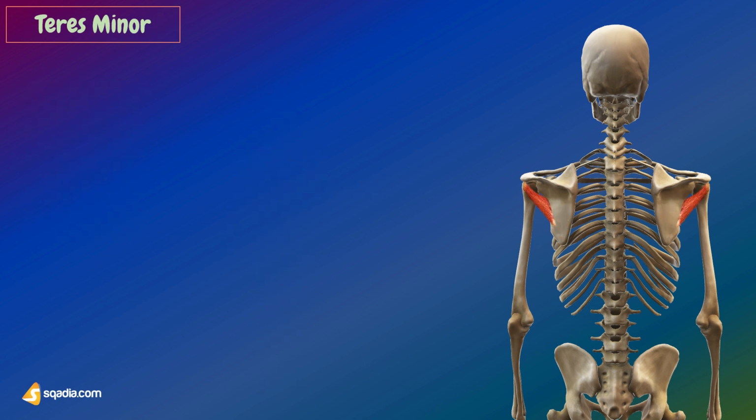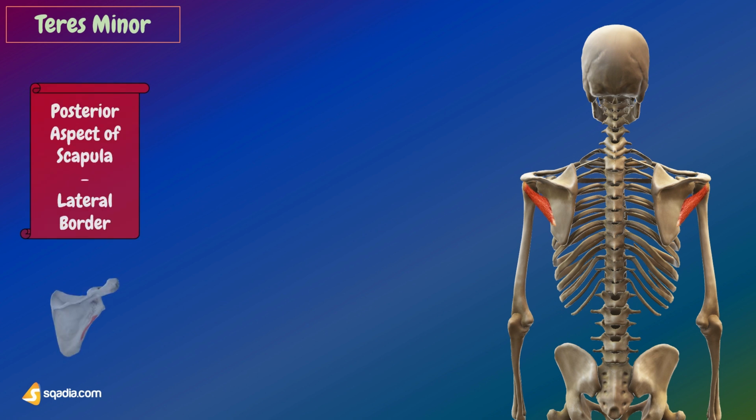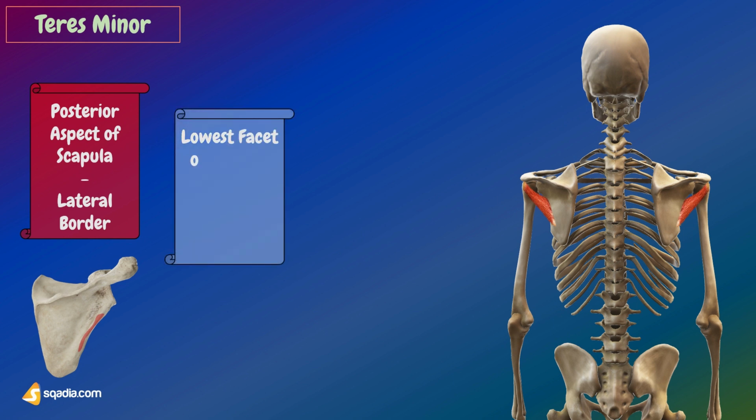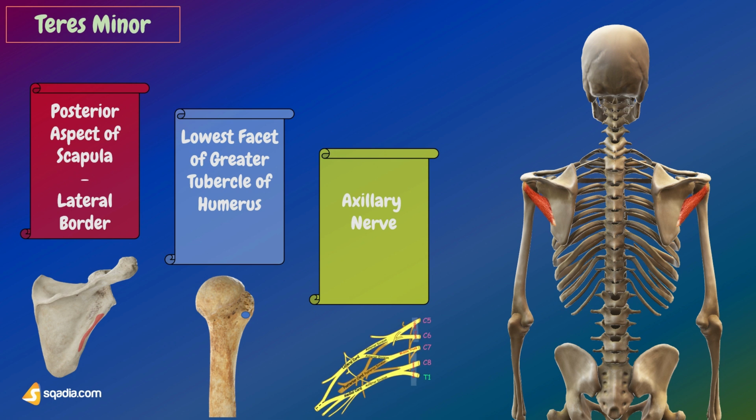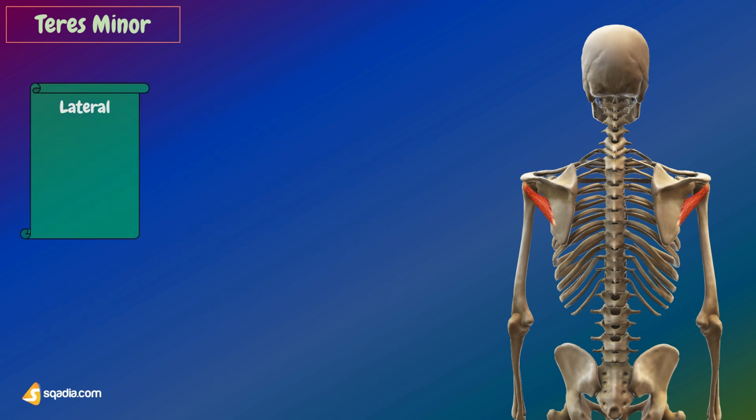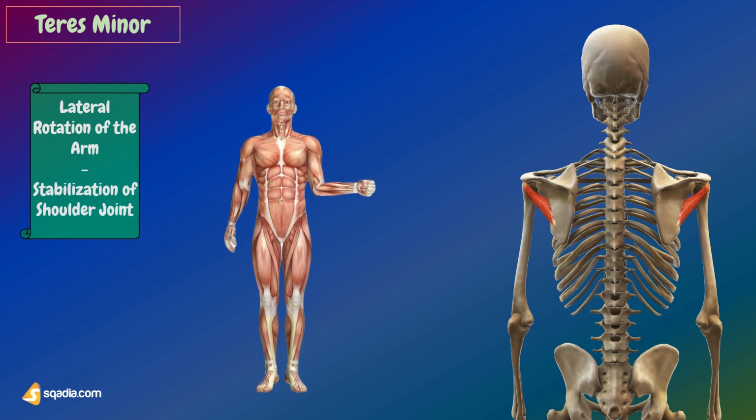Next, we have the teres minor muscle, which originates from the posterior aspect of the scapula, to be precise from the lateral border of the scapula. The insertion occurs at the posterior aspect of the upper end of the humerus, the lowest impression on the greater tubercle. Nerve supply of the teres minor muscle is the axillary nerve of the brachial plexus. The teres minor muscle laterally rotates the arm and stabilizes the shoulder joint.